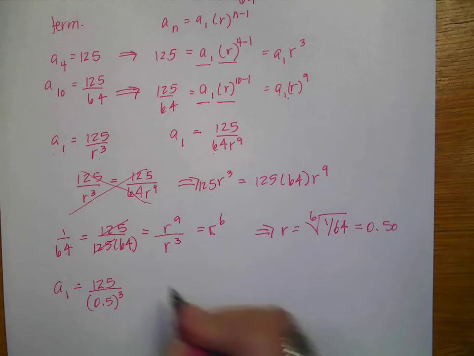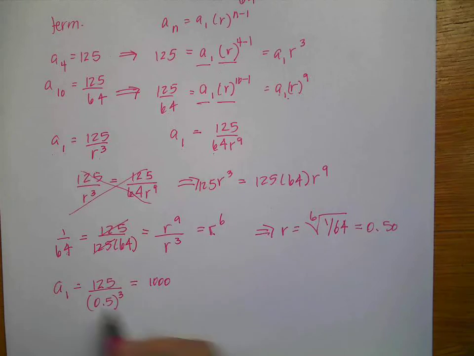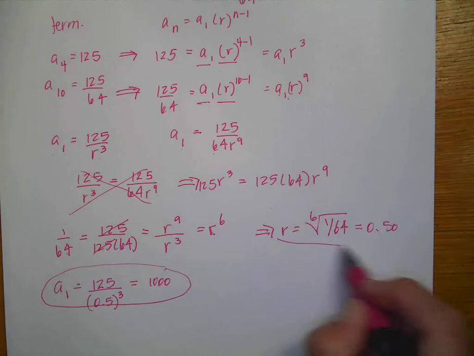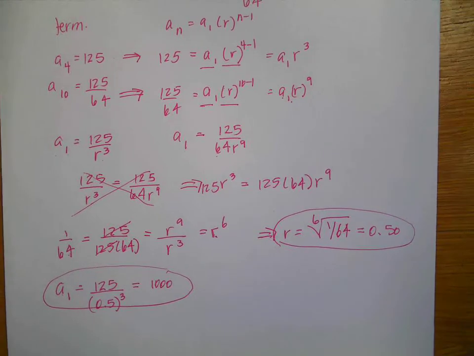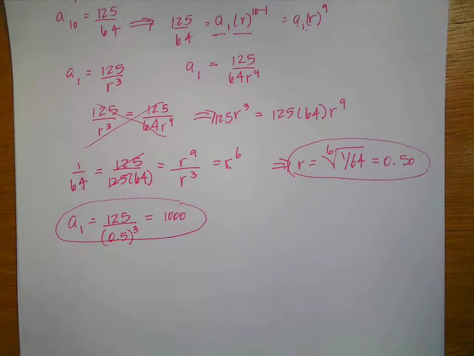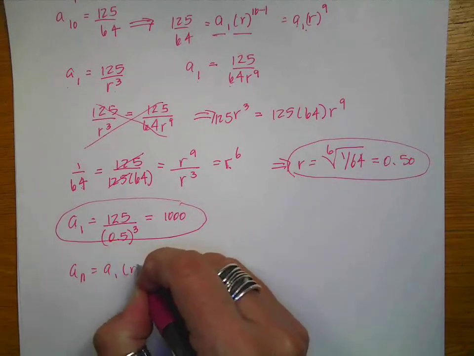So I have 0.5 raised to the third. And when I do that math, I'm going to get 1,000. Well, now I know a sub 1. So I'm going to circle that guy just so we don't lose it. And I know r. Okay. So now I can write my rule, because all we've done at this point is just get to the point where we can write the rule.